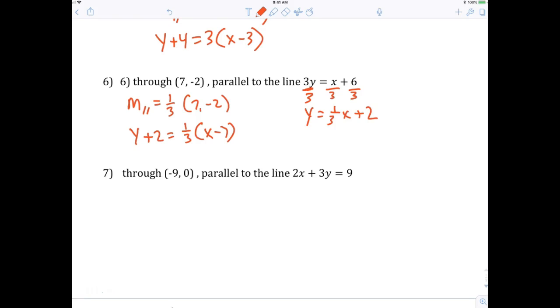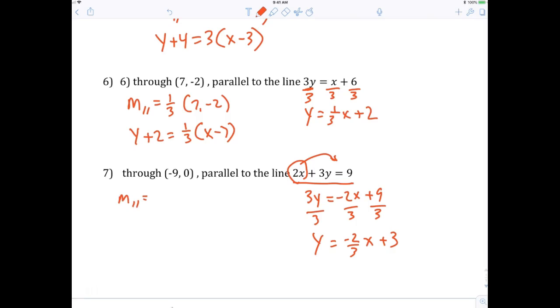All right? Now, number 7, it's a little bit harder this time because I have to solve for y first. So the first step is to move the 2x over. So 3y equals negative 2x plus 9. Now I divide by 3. Beautiful. So what's the slope of the parallel line? And it passes through the point negative 9, 0.